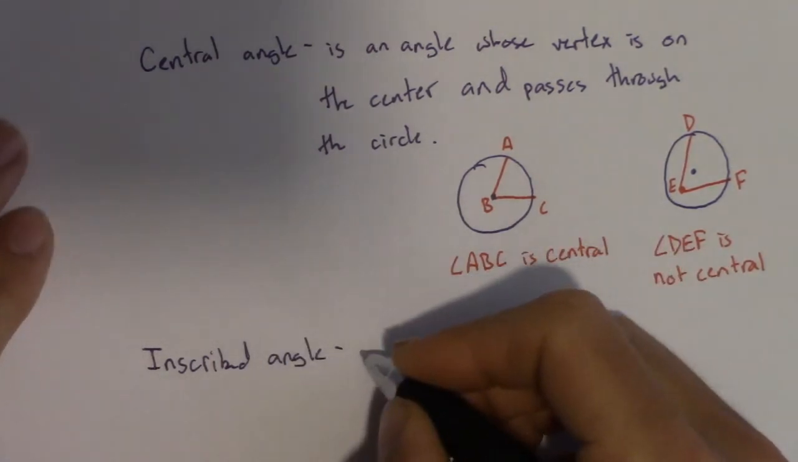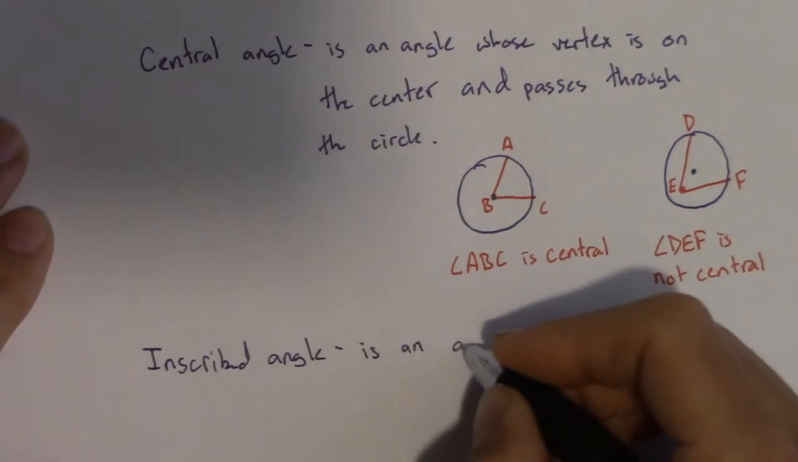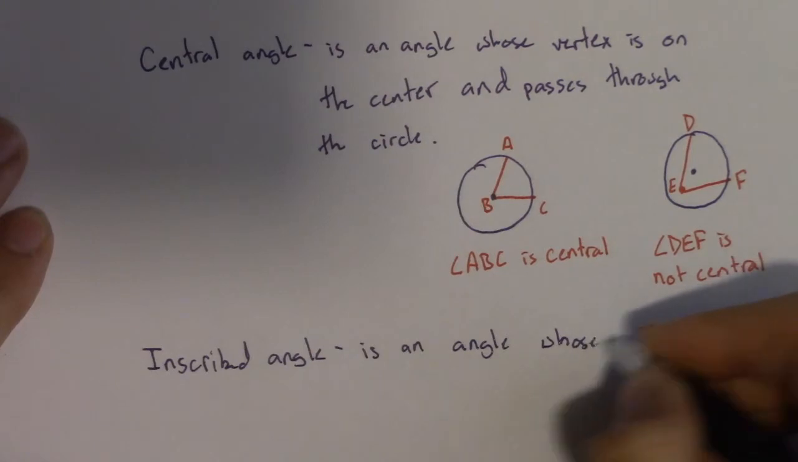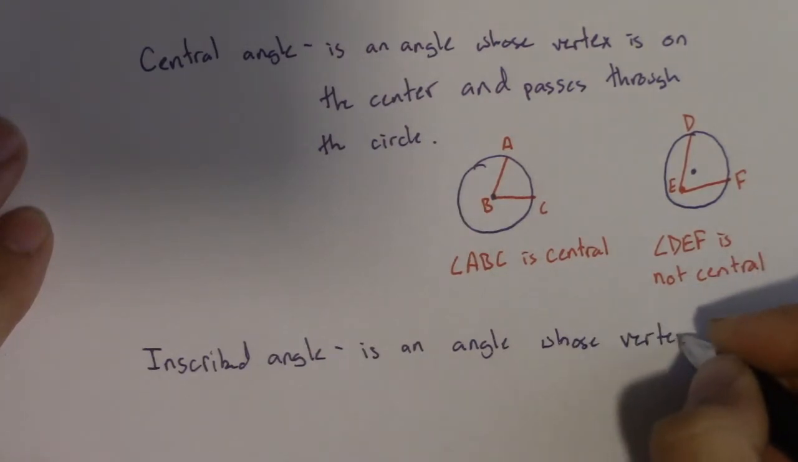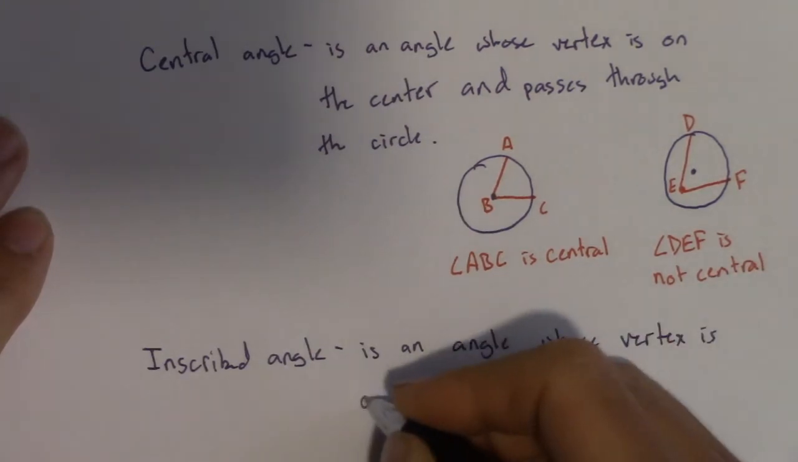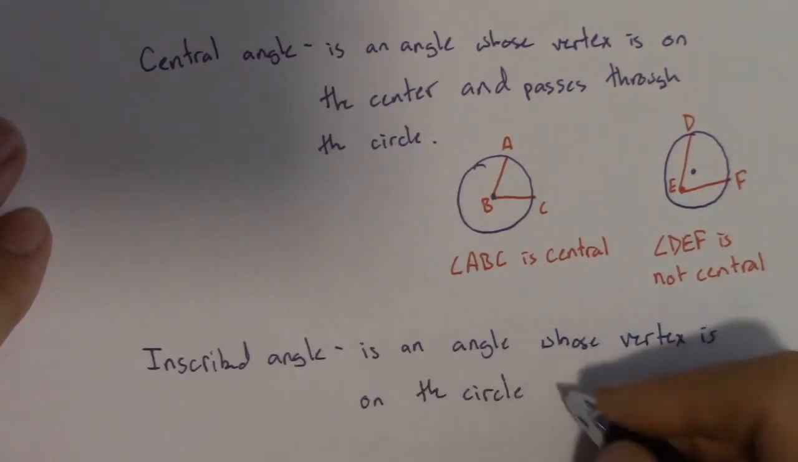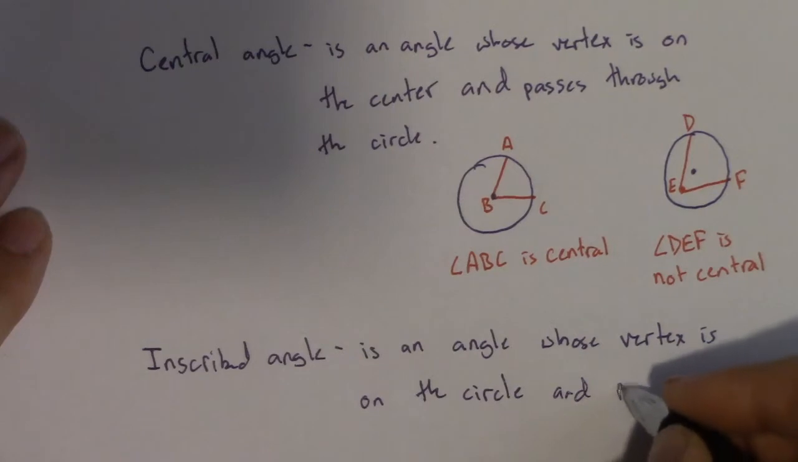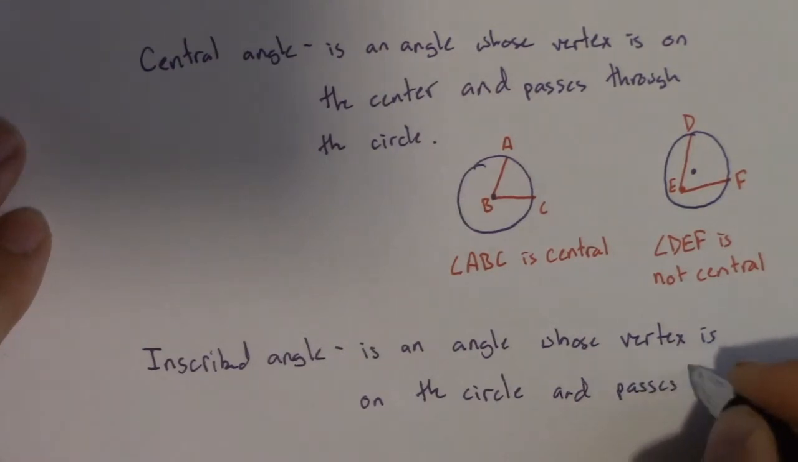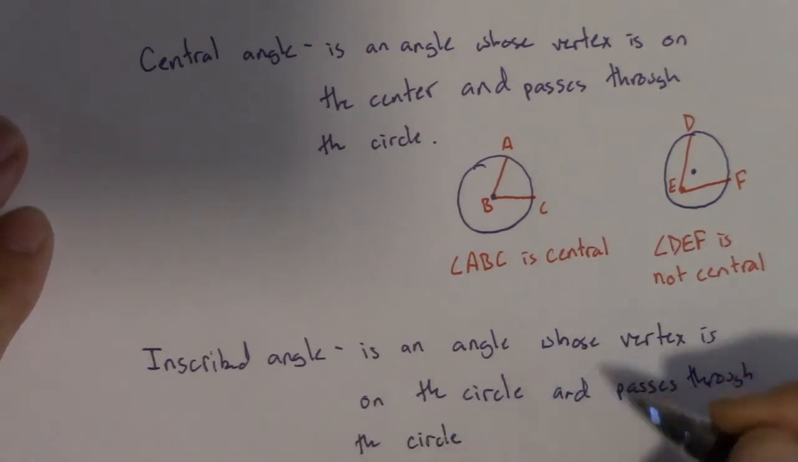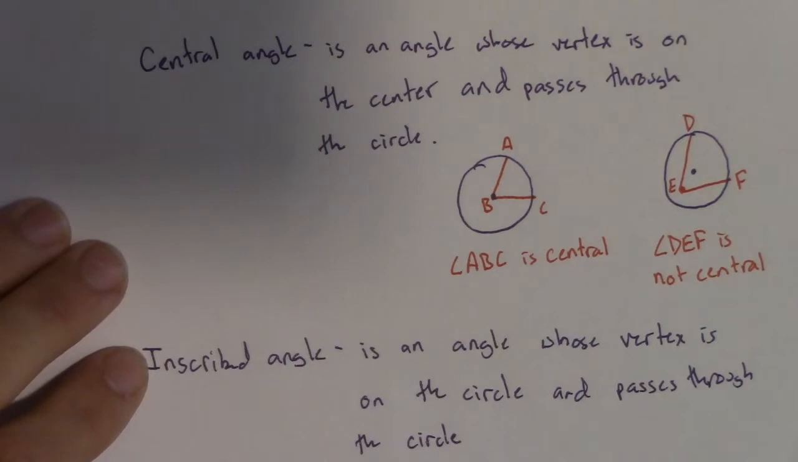And an inscribed angle is an angle whose vertex is on the circle and passes through the circle. Realize the second part might not be clear. I'm referring to the rays or the sides of the angle passing through.